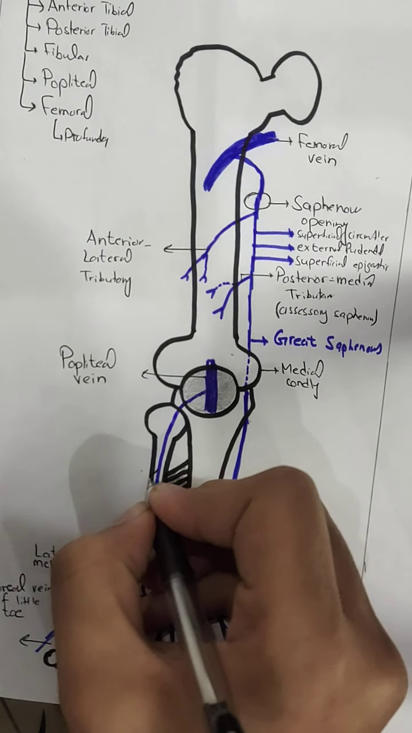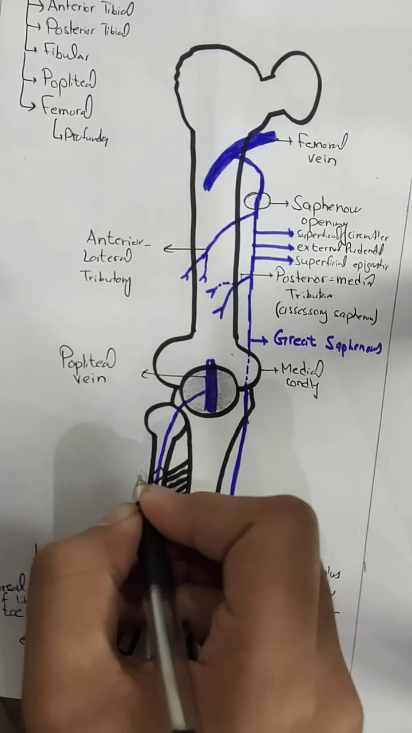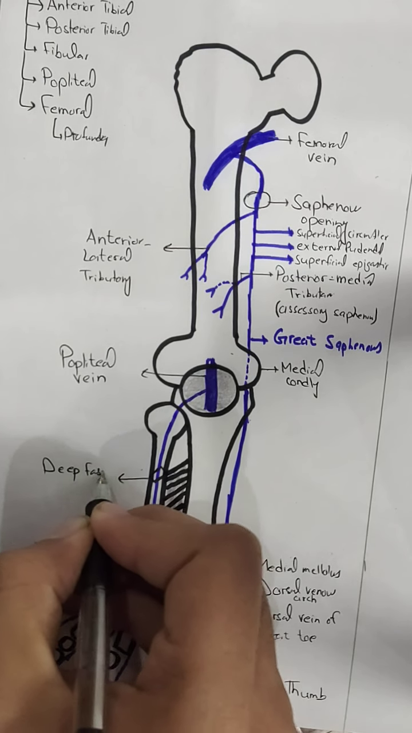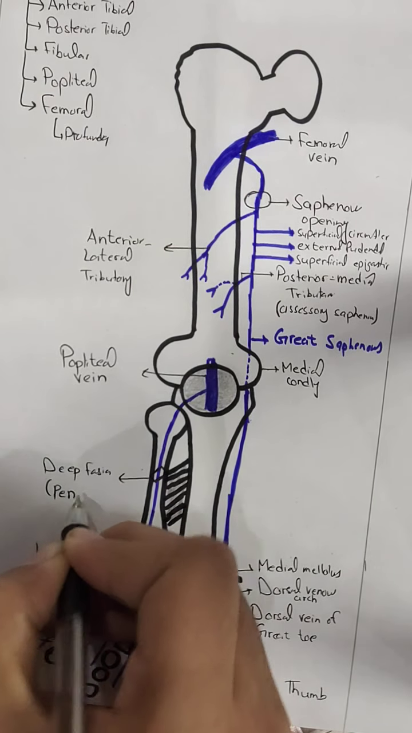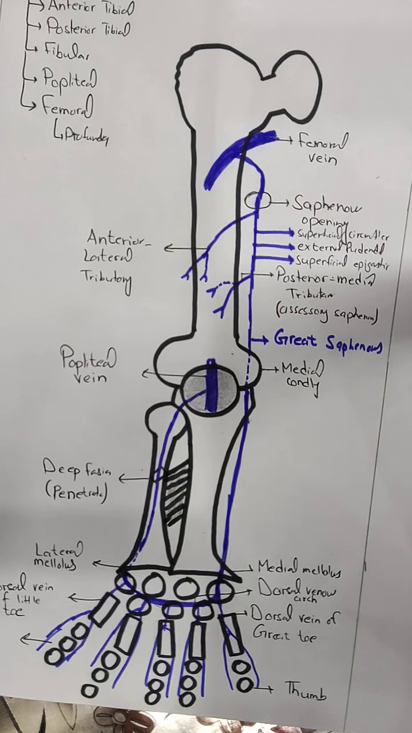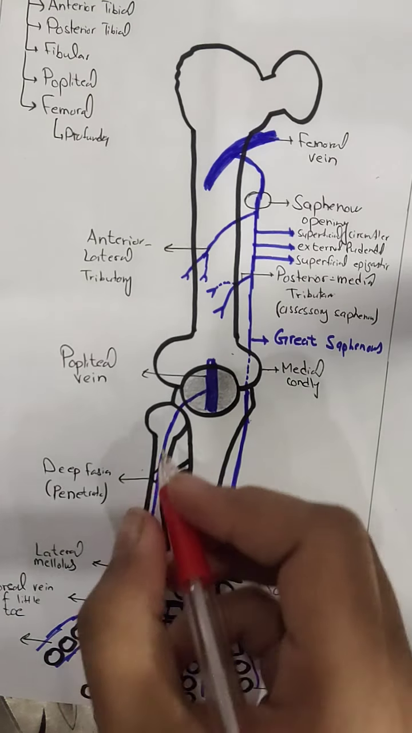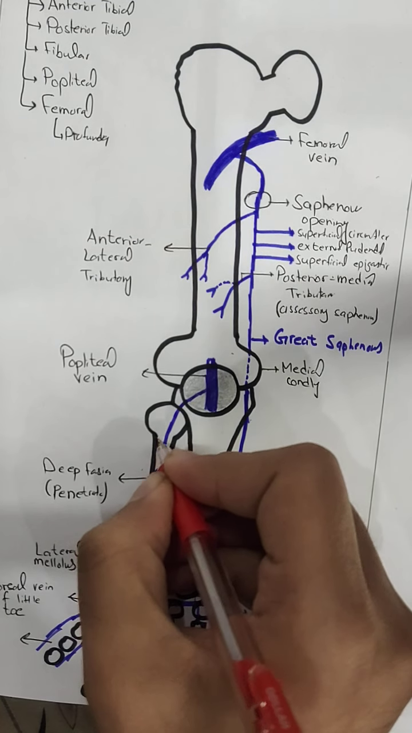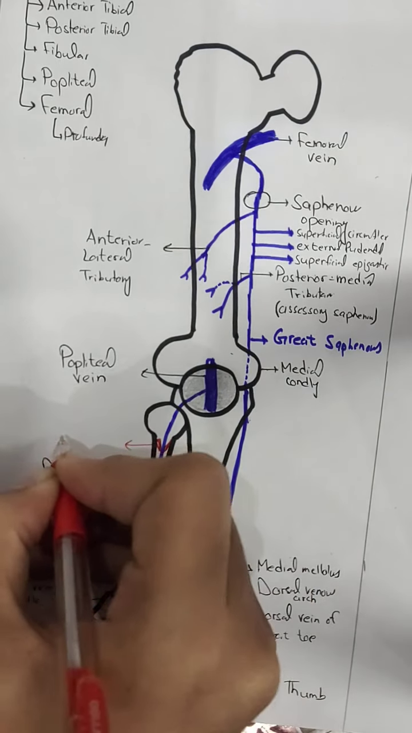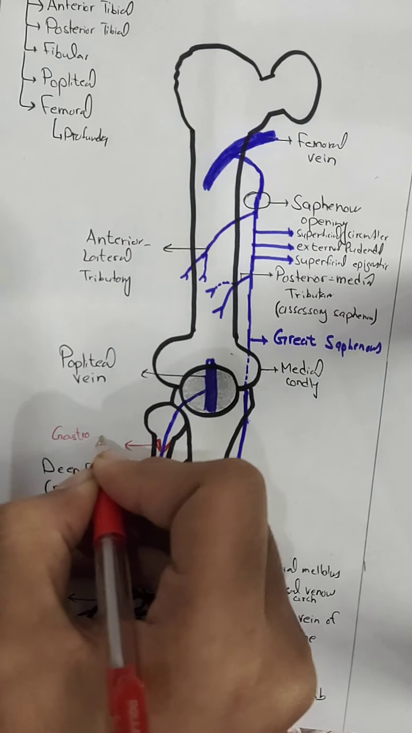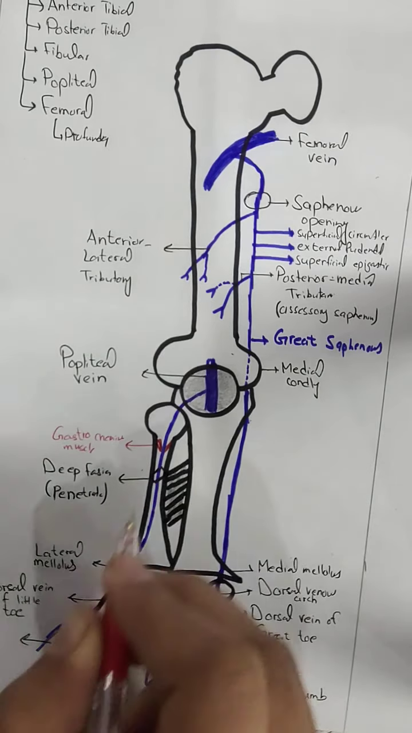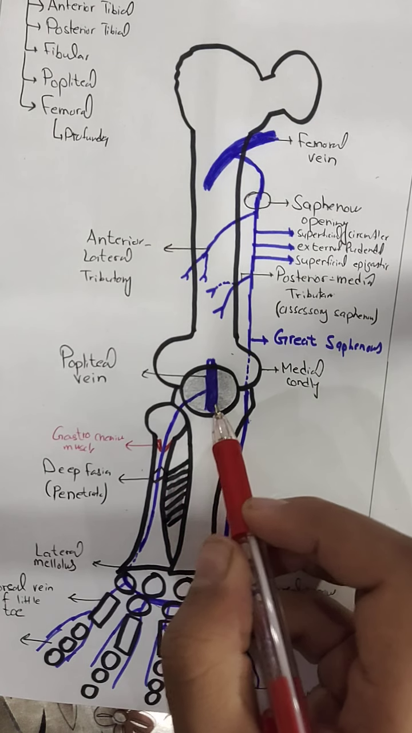Here, first of all, it will pierce the deep fascia. This will be the deep fascia. It will penetrate that deep fascia to move deep, and then it will move between the heads of the gastrocnemius muscle. Here will be the two heads of the gastrocnemius muscle like this. It will move between these two heads, and then it will enter the popliteal vein.